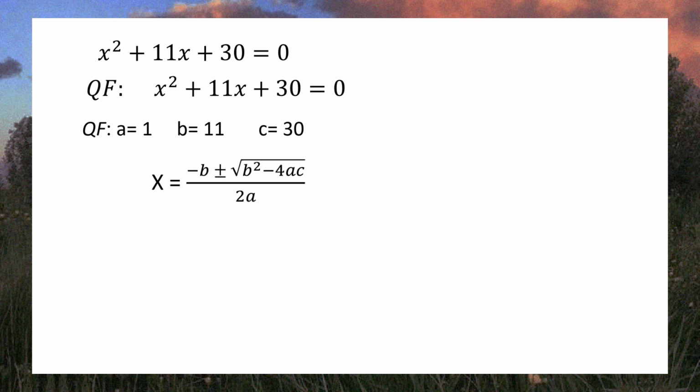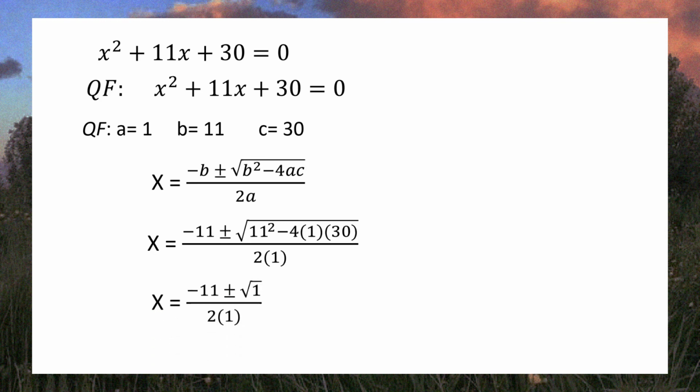The quadratic formula is negative b plus or minus square root of b squared minus 4ac all over 2a. So, papalitan nyo lang si b ng 11, si a ng 1, si c ng 30. And then, pwede ka nang mag-solve or mag-simplify. So, since nasa bahay naman kayo, pwede kang gumamit ng calculator.